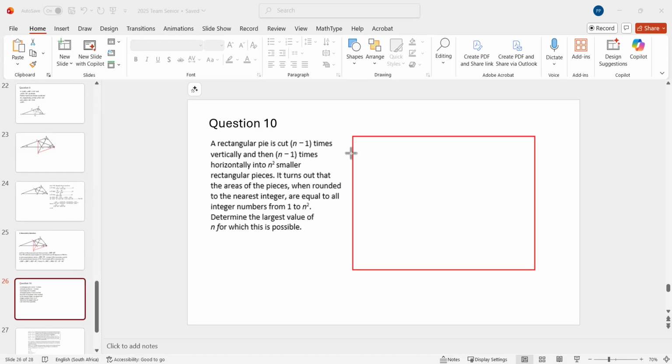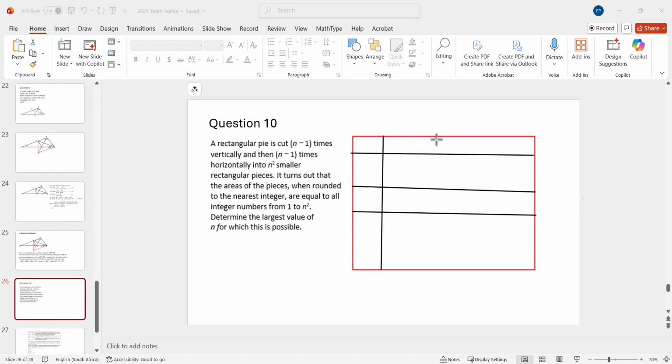So you have it cut like that into smaller rectangular pieces. So you have all these parallel, maybe like that. And then it's also vertically cut. But it's cut n minus 1 times vertically, n minus 1 times horizontally. So the number of cuts in both cases are the same. So I've got 1, 2, 3, 4 that way, and I've got 1, 2, 3, 4 this way. So that's fine. So this is the kind of situation you've got. Now you've got n squared smaller rectangular pieces, as you can see.